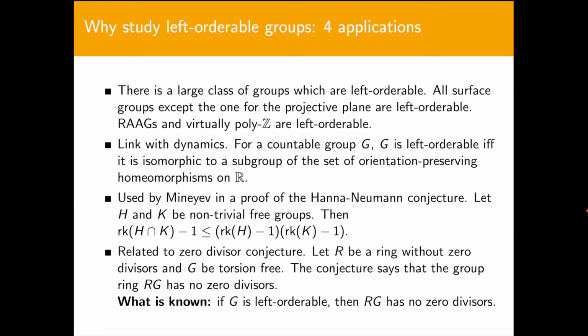And finally, left-orderable groups are related to the zero divisor conjecture, which is famous in the group ring area of study. So let R be a ring without zero divisors, and let G be torsion free. Then the conjecture says that the group ring RG has no zero divisors. What is known is that if G is left-orderable, then RG has no zero divisors.